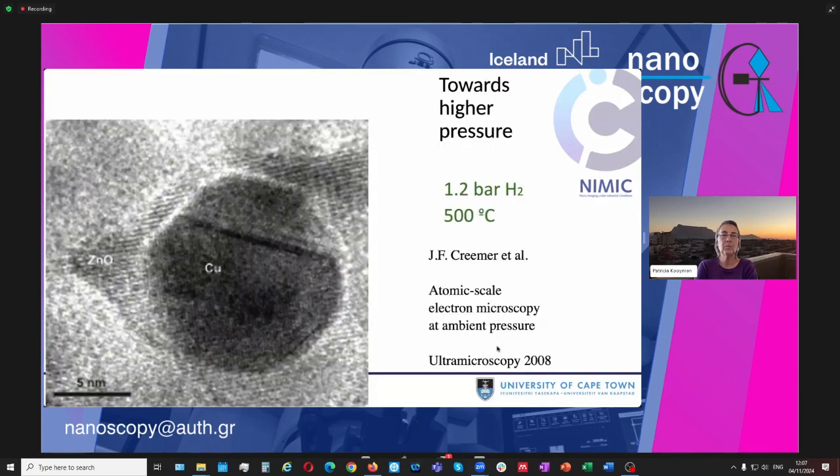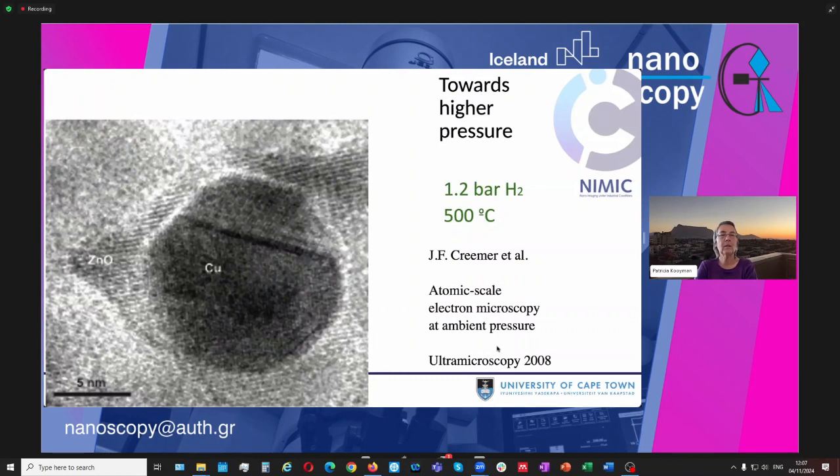So as a proof of principle, we studied the reduction of copper oxide on zinc oxide. The copper on zinc oxide, of course, is a well-known catalyst for those of you who know about catalysis. It's a well-known catalyst for both methanol synthesis and reverse water-gas shift reaction. So what this Ultramicroscopy paper describes is the whole reduction of the copper oxide particle on the zinc oxide. And what you can see here is that even at 1.2 bar hydrogen and 500 degrees centigrade, we still easily get atomic resolution even in the copper.